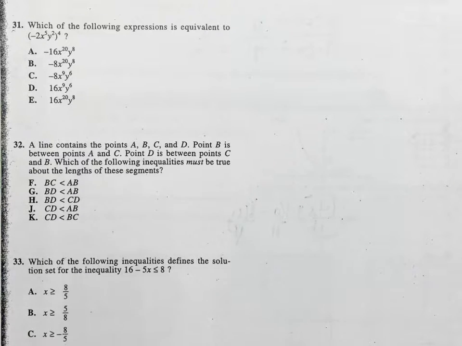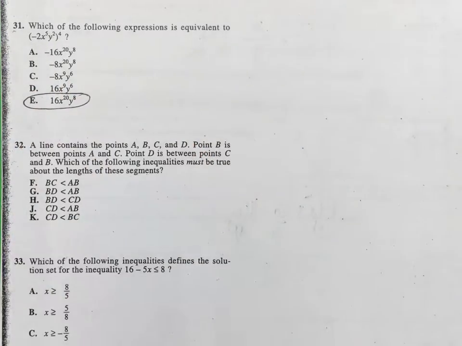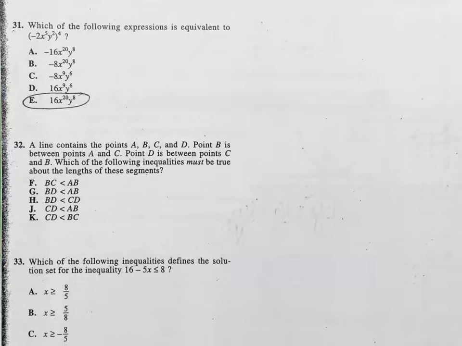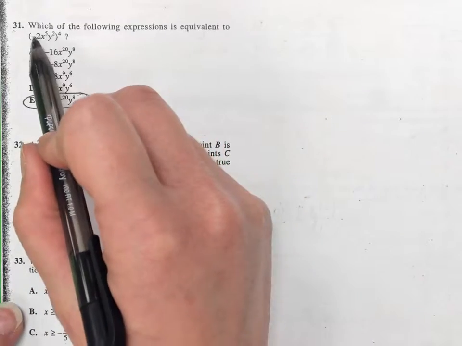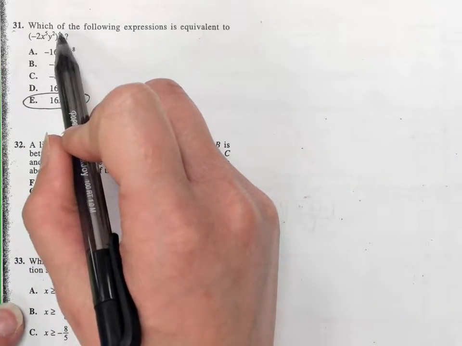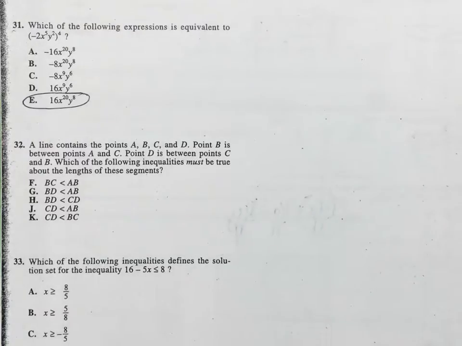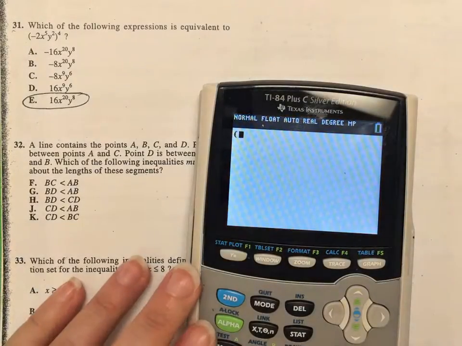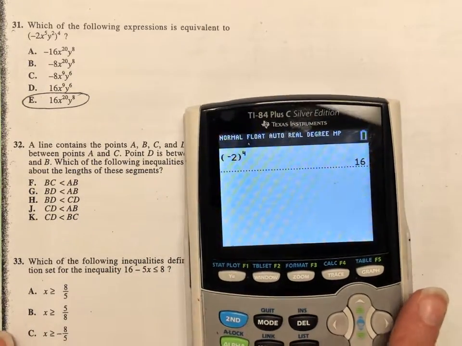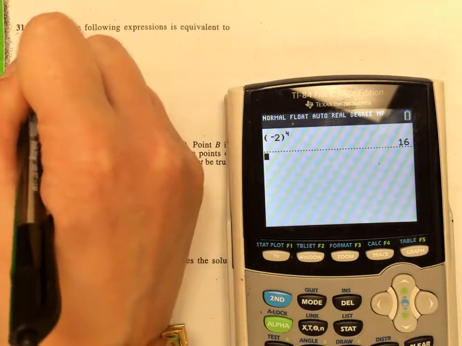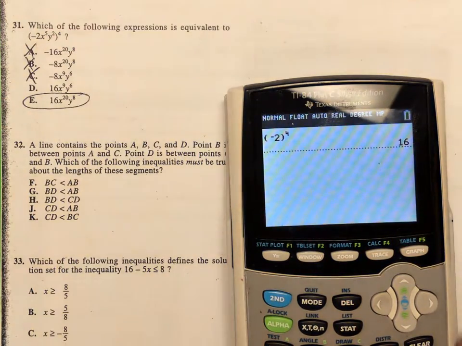All right, what about 31 we did yesterday? 31, you should have gotten E. Does anybody need me to go over that one? Yeah? Okay, so negative 2 to the fourth is negative 2 times negative 2 times negative 2 times negative 2. Or you could use your calculator, and it's negative 2 to the fourth power. You have to use parentheses. And you get positive 16. So the only ones that have positive 16 are D and E.